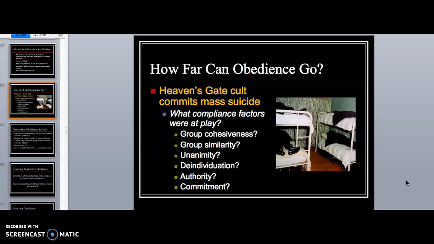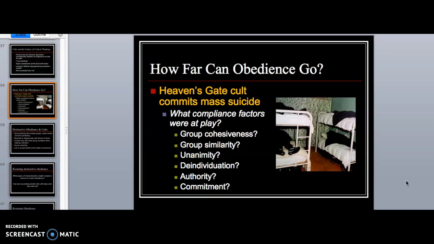This cult committed mass suicide. These people were swayed into committing suicide by the leader, and compliance factors played a really big role. I didn't put a video on Plato of this, but if you're interested, you can look up the Heaven's Gate cult on YouTube and you can find some videos. And just think about the compliance factors that were at play.